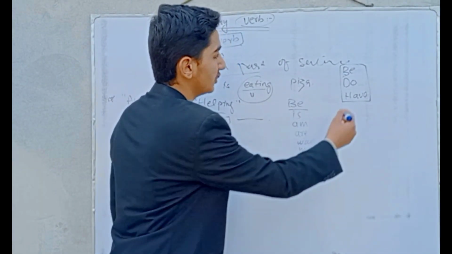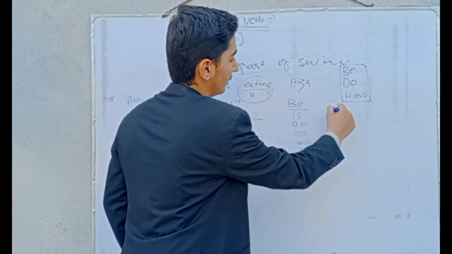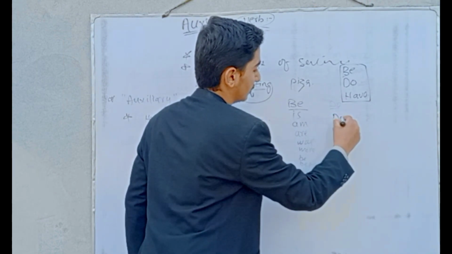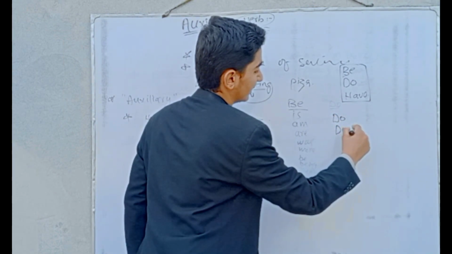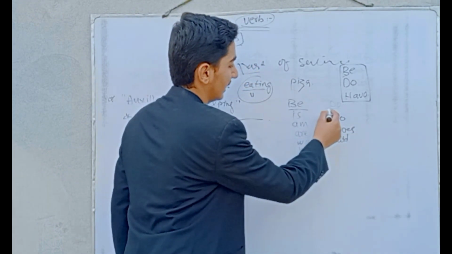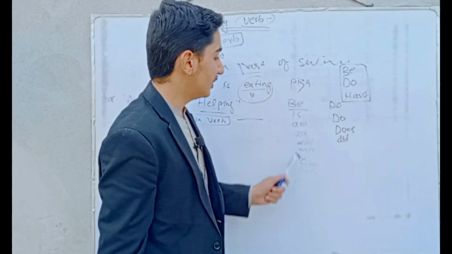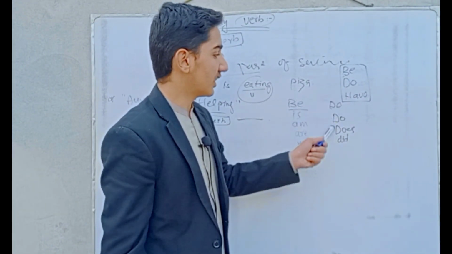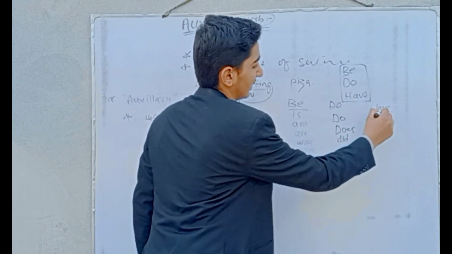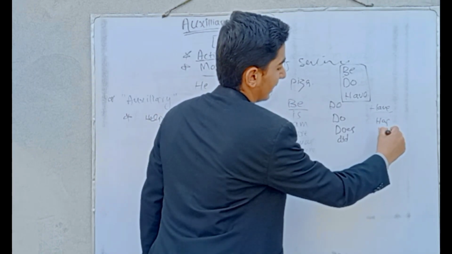Now let's come to do. Be is clear. Now come to do. In do we have do, does, did. These three are available in do. Be contains these verbs, and do contains these verbs, and the last is have. Have contains has, have, and had.